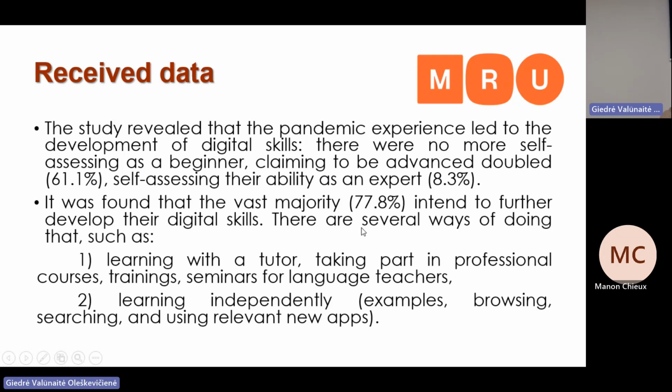And their intentions when asked in what way they were going to develop digital skills were learning with someone, with a tutor, taking part in a professional course, training, seminars for language teachers, which is actually numerous and still not enough, and also learning independently from examples, browsing the internet, searching and using relevant new apps.